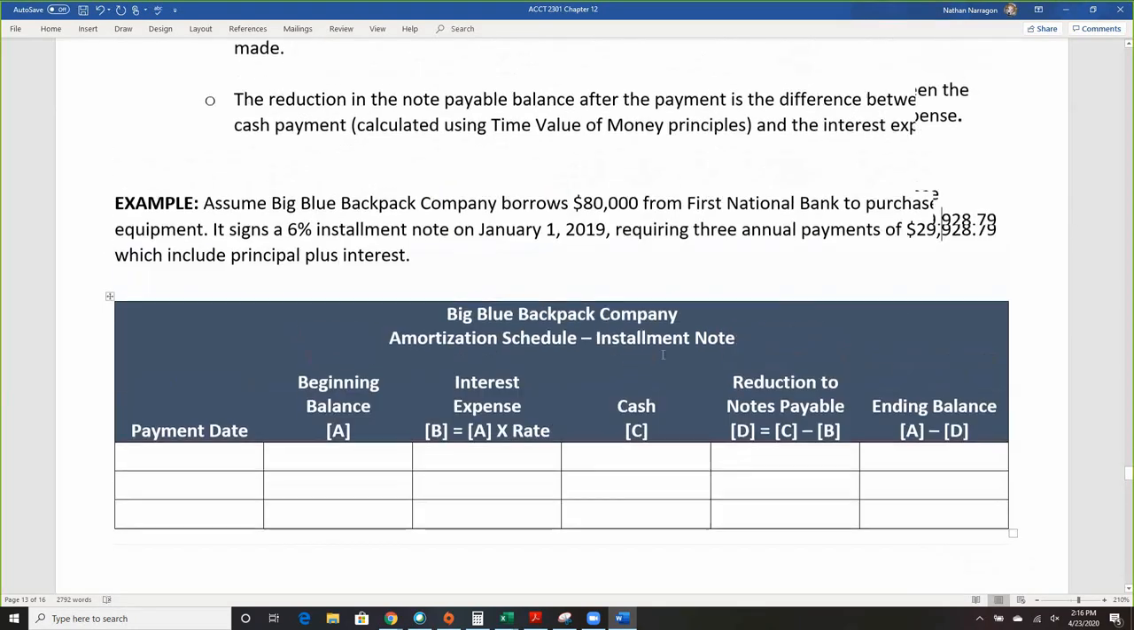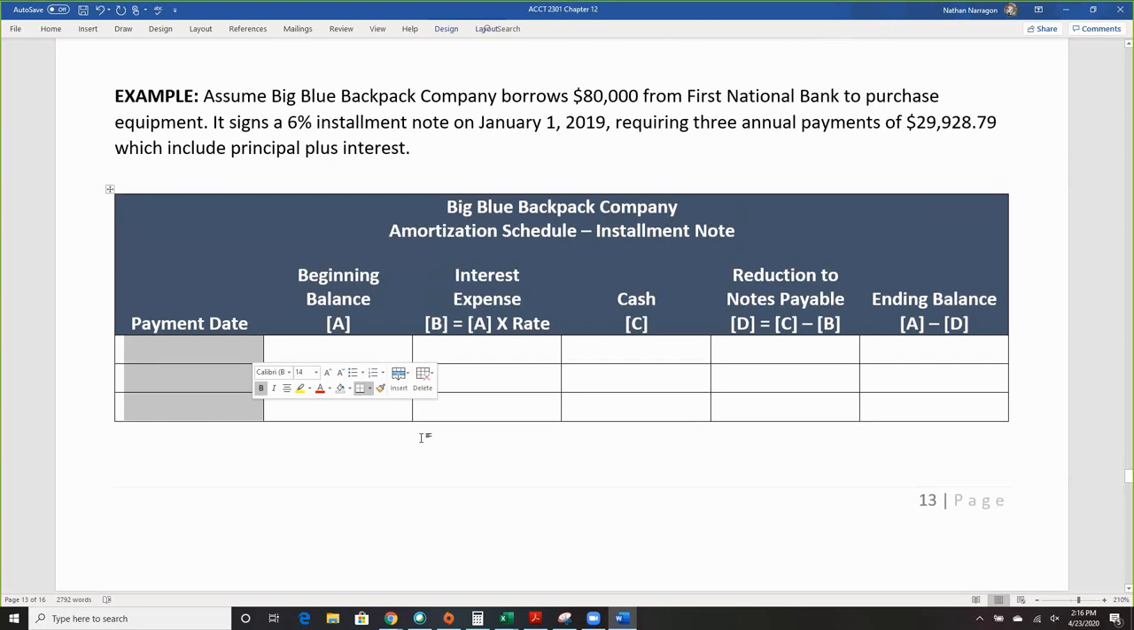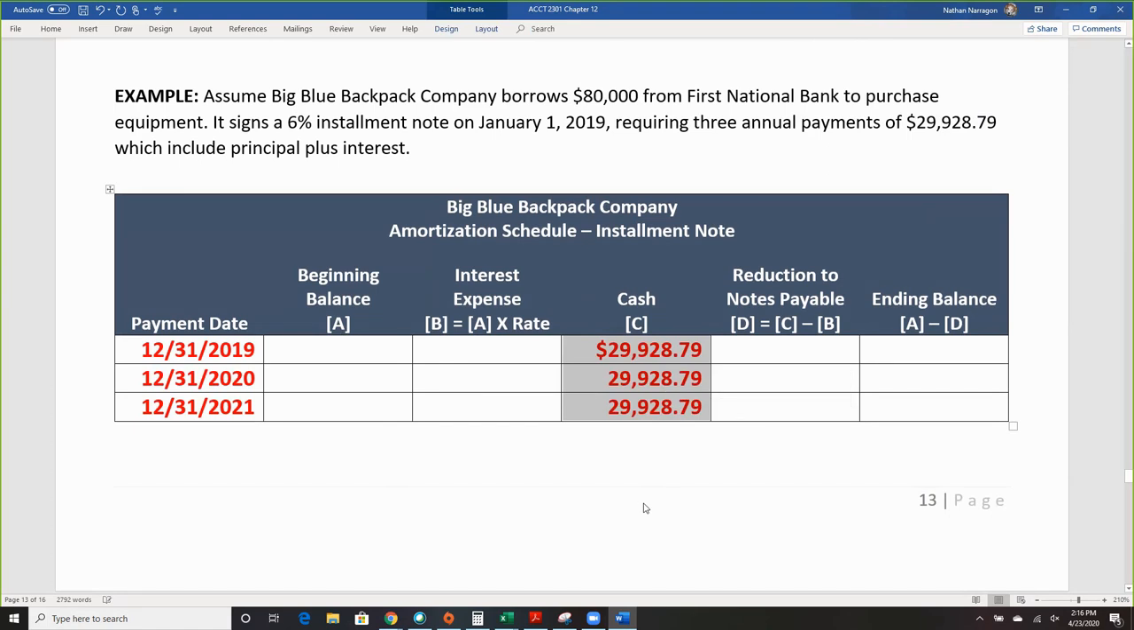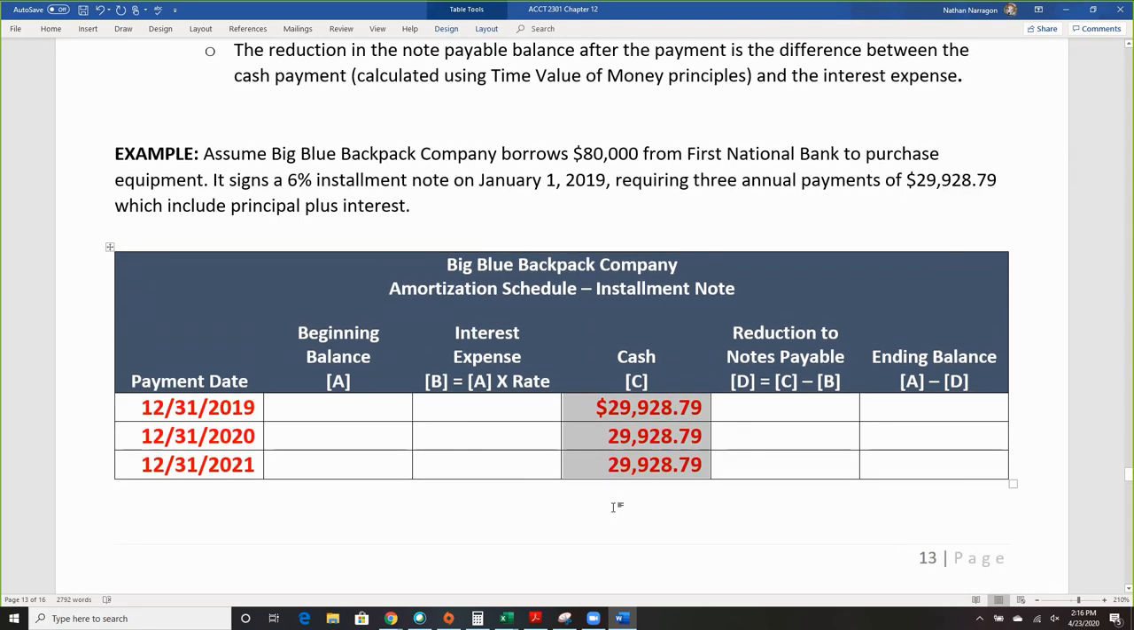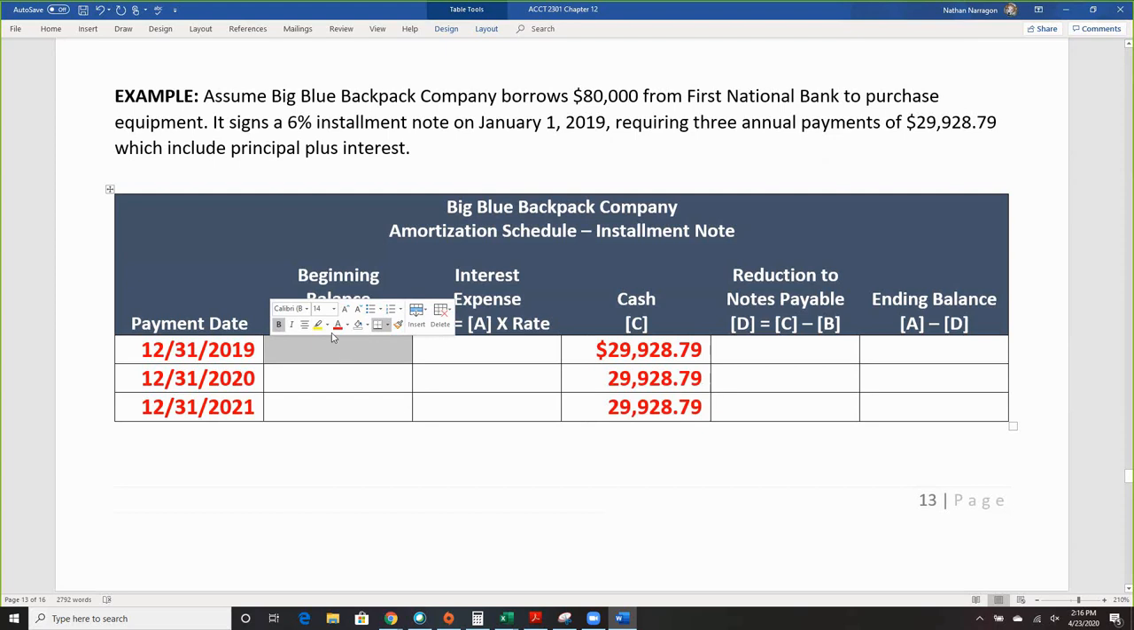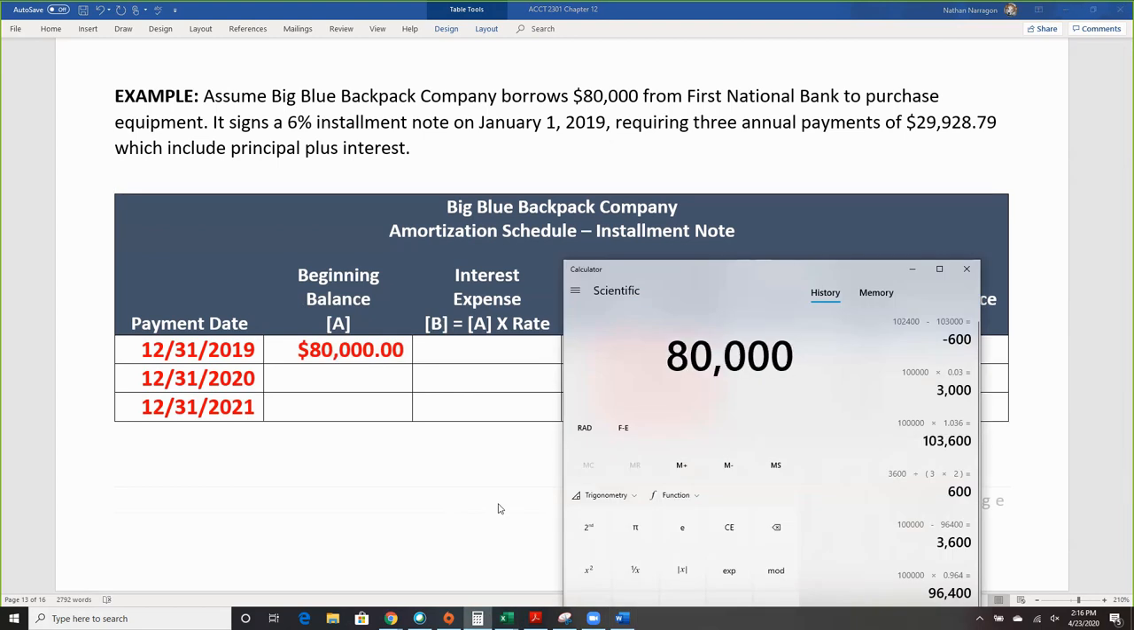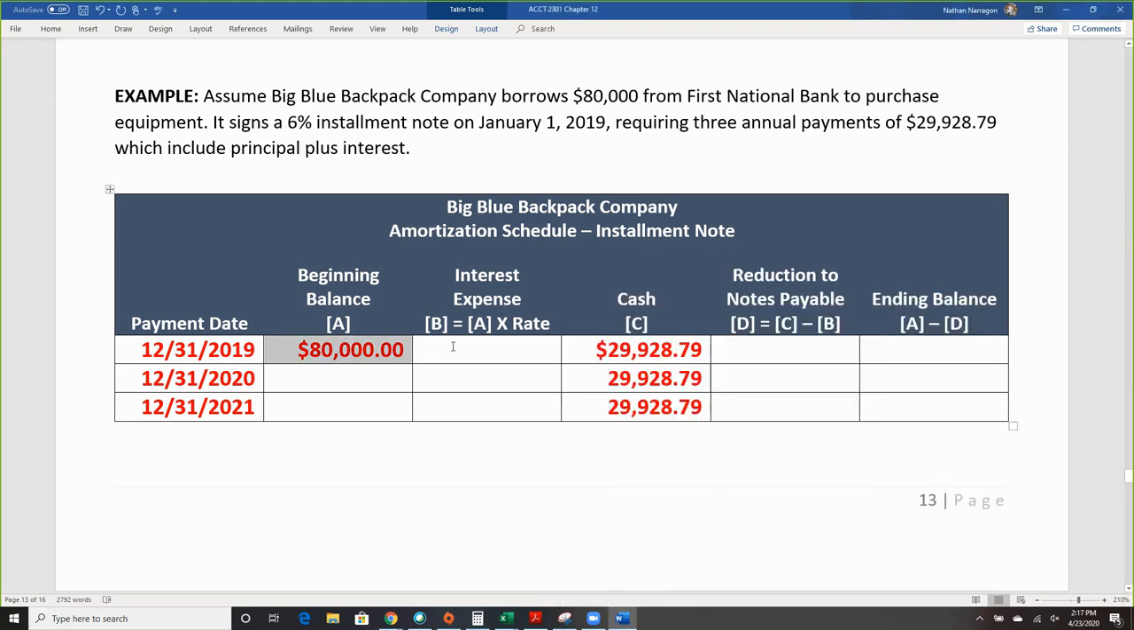We're going to make this nice installment schedule. First off, we know we have 3 payment dates, so we only have 3 payments, and we already know the cash amount. Again, we're going to pay these off. So what we need to do first is figure out beginning balance, which is $80,000, okay? Next, we take this beginning balance and multiply it by the interest rate. Now, if I take $80,000 times 0.06, comes out about $4,800. There we go. Okay, so there's our interest portion of the payment.